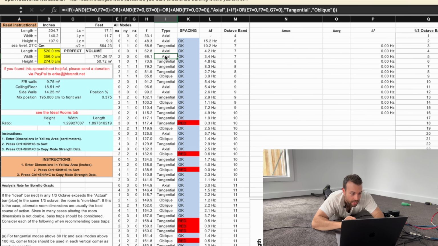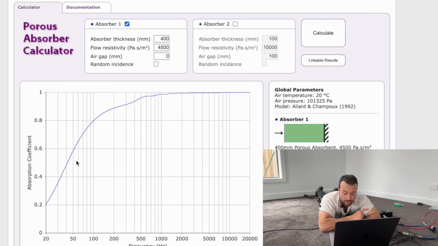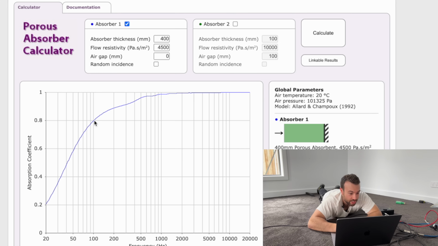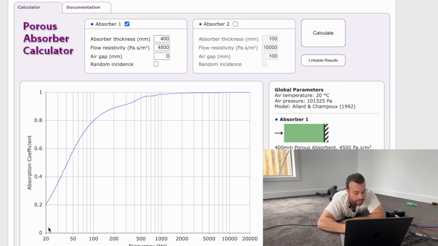That's number one. Now, the reason why I was concerned about modes below 100 hertz is because they're very difficult to treat with porous absorption. On my plan, I've got 400 mil of porous absorption, which is a little bit over a foot, and with a low gas flow resistivity, and at about 100 hertz it completely starts to tail off in effectiveness.